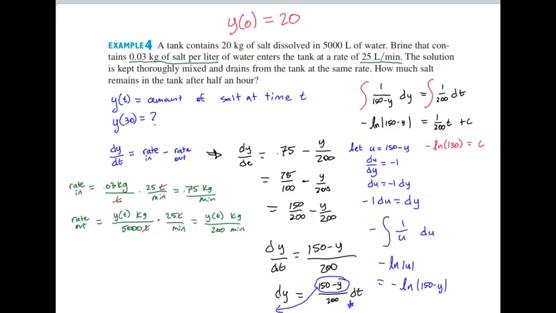All right. So now I have negative natural log of 150 minus y equals 1 over 200t, whoops, ran out of room, minus natural log of 130. All right, and last thing is going to be to solve for y. So hold on. Negative natural log absolute value 150 minus y equals, shoot, what was on the right-hand side? Oh, 1 over 200t minus natural log of 130, right? There we go. So let's solve for y.